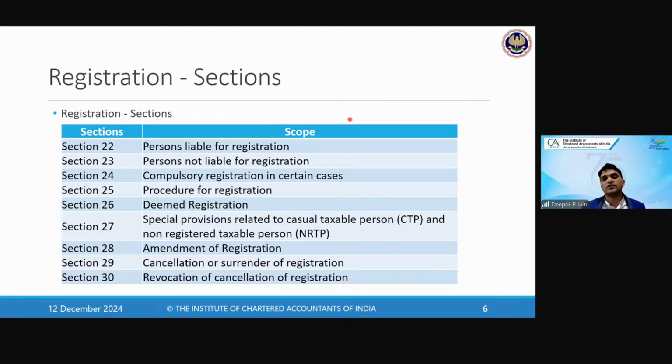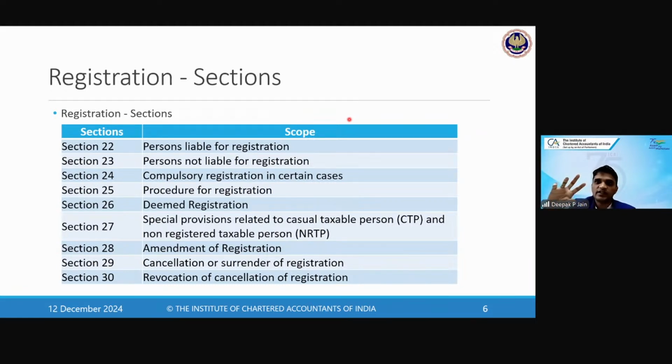Then 24 talks on compulsory registration. Section 24 says that even if your threshold limit doesn't cross, you still have to take registration. That is covered in section 24. Then section 25 says what is the procedure for registration. 26 says the deemed registration. 27 says on special provisions for casual taxable person and non-registered taxable person.